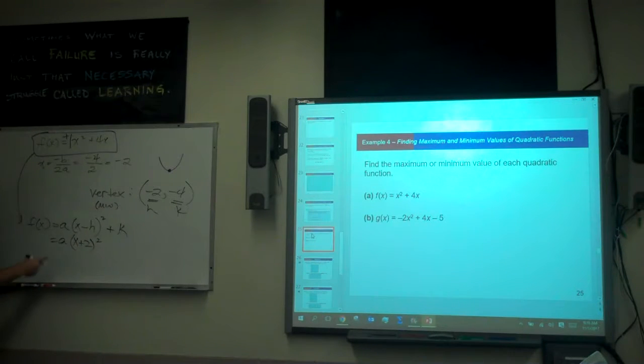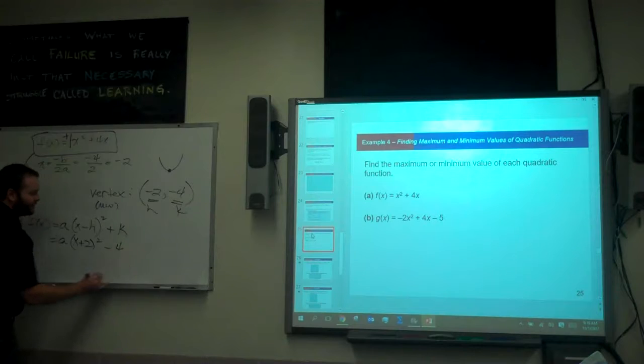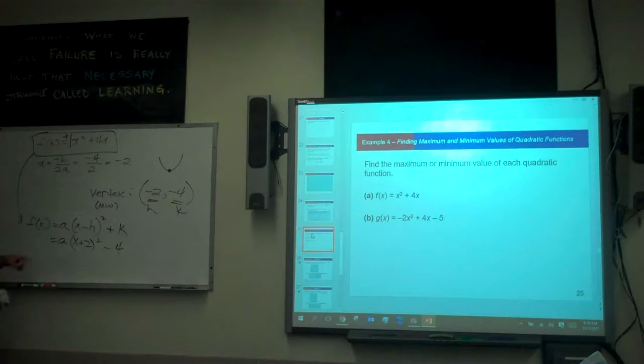Square that. And then plus k should be minus 4, correct? Now I didn't know my a, but I want it to be a positive 1, right? Well, if I FOIL this out, x plus 2 squared gives me x squared plus 4x plus 4, right? That a quantity is already a 1, so I know that a right there should be a 1. And then that there is just written in vertex form.